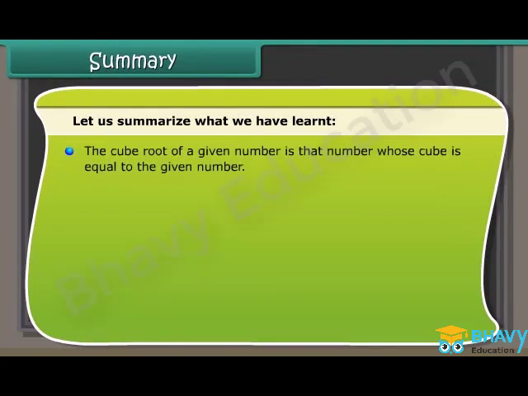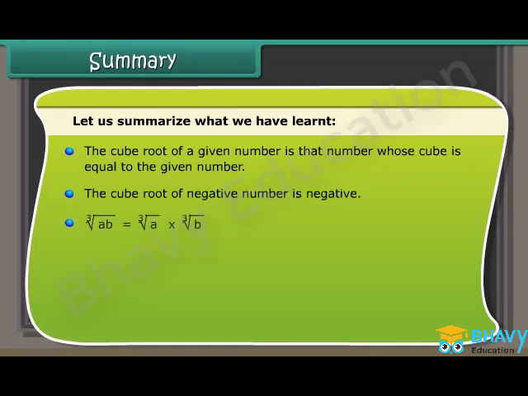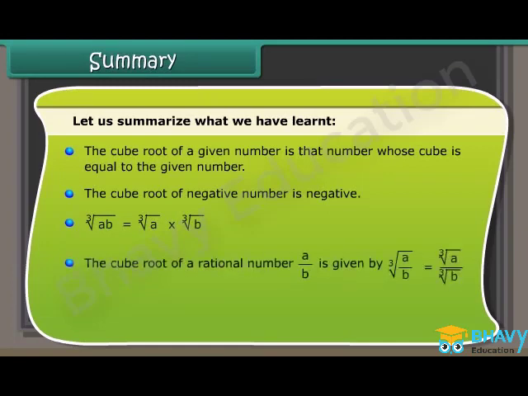The cube root of a given number is that number whose cube is equal to the given number. The cube root of a negative number is negative. The cube root of ab is equal to the cube root of a times the cube root of b. The cube root of a rational number a upon b is given by the cube root of a upon b is equal to the cube root of a upon the cube root of b.